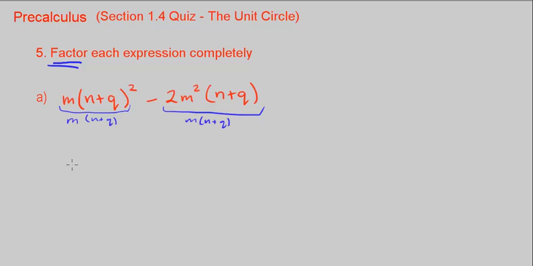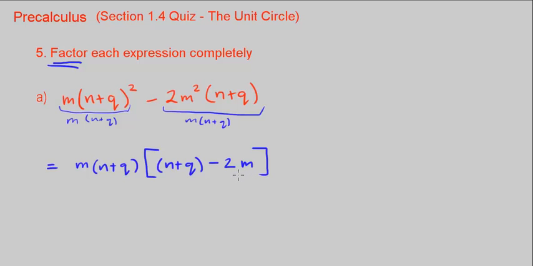So if I divide those out, then I have m(n plus q) on the outside, right? If I divide those, what am I left with here? Well, this one I would cancel out the m and one of the n plus q, so I'm left with n plus q, minus 2, I still have the 2, one of the m's, and that's it, right? So this is what I'm left with.